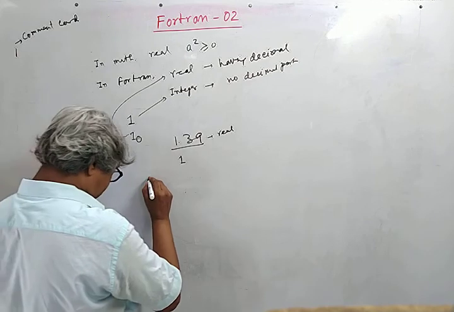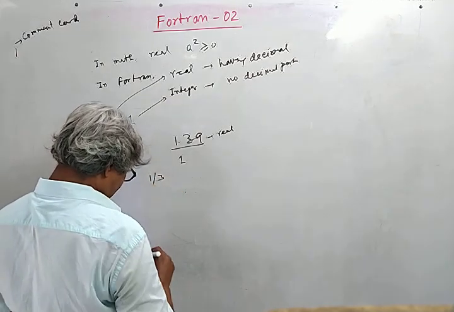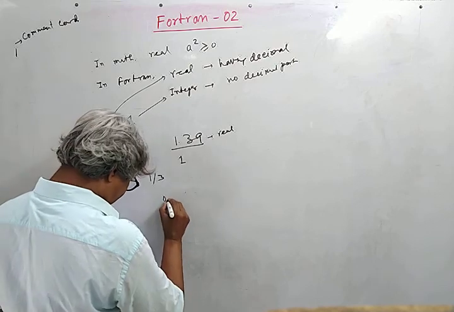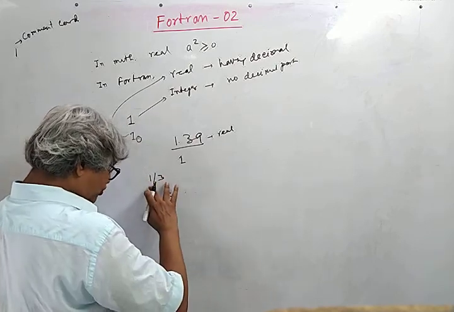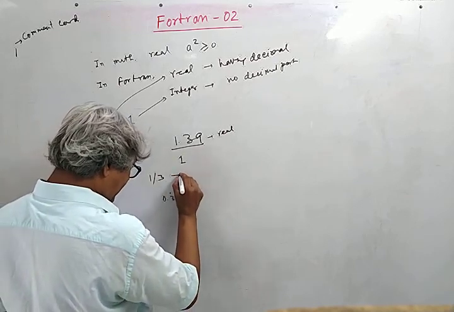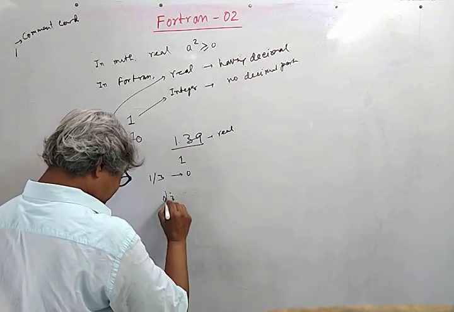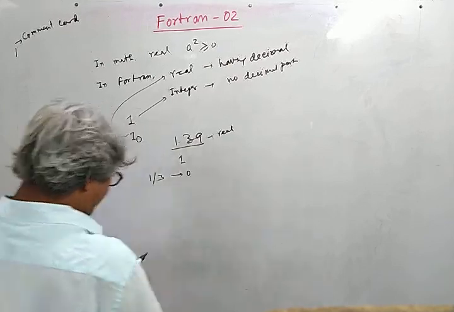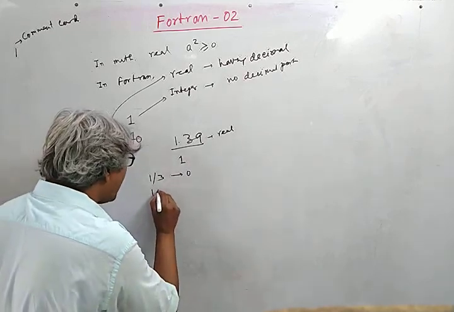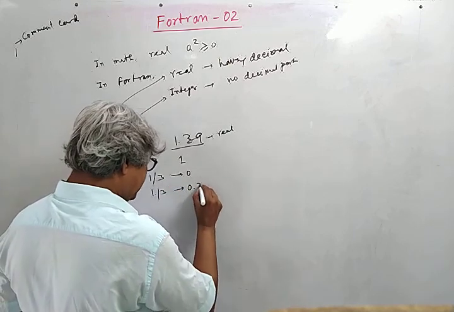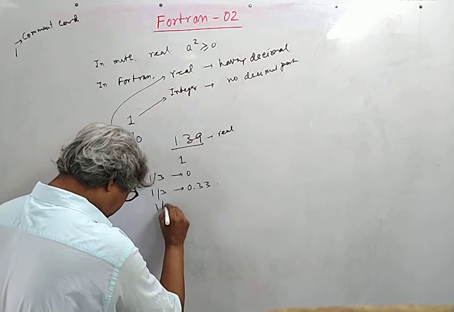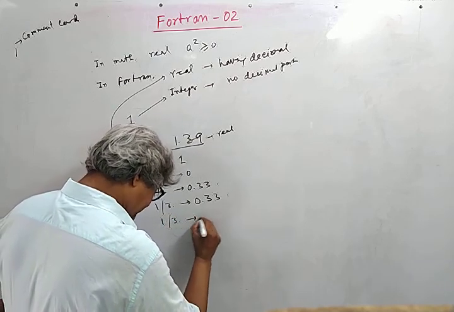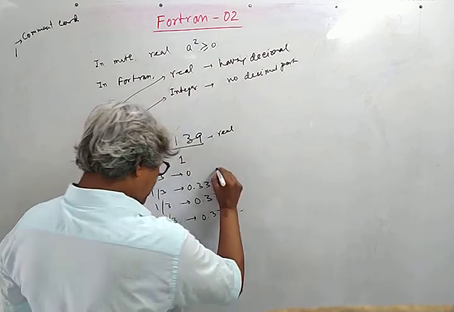Now if we do 1 divided by 3, this is the division of two integers. The actual result is 0.333 recurring, but since this is the division of two integers, the result will be equal to 0, because it will just ignore the decimal part. This is called integer operation. Another thing: if we write 1.0 divided by 3, then the result is 0.333. If we write 1 divided by 3.0, the result is also 0.333. And if we write 1.0 divided by 3.0, then also the result is 0.333.